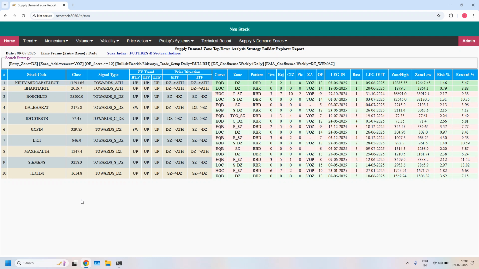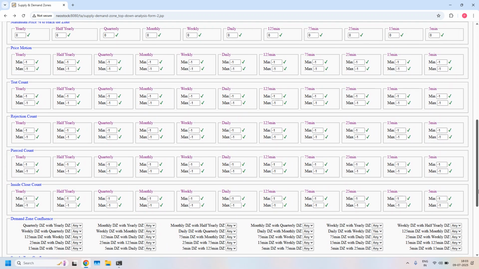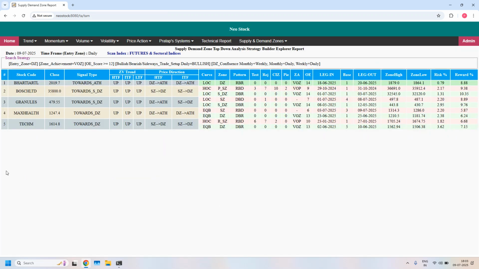LTF, ITF and HTF demand zone confluence supported stocks. That is daily, weekly and monthly demand zone confluence supported stocks. I am removing the EMA filter. In the demand zone confluence, 3 filters we have to set. First one is daily and weekly demand zone, already enabled. Daily and monthly demand zone confluence and weekly and monthly demand zone confluence. With all the 3 filters, we got 5 stocks.